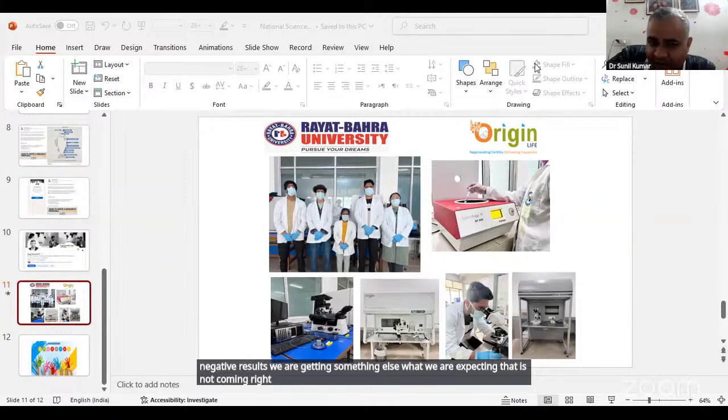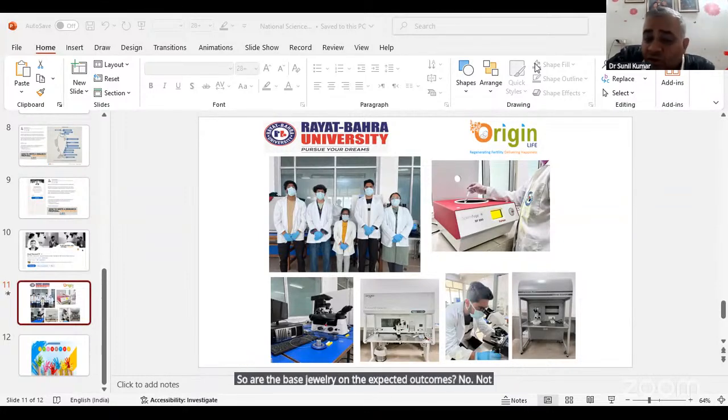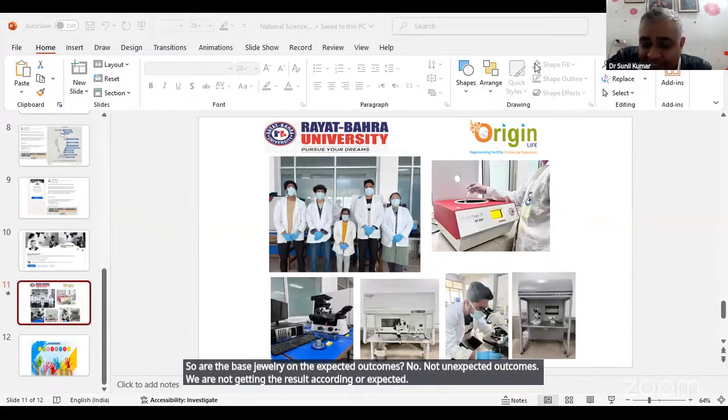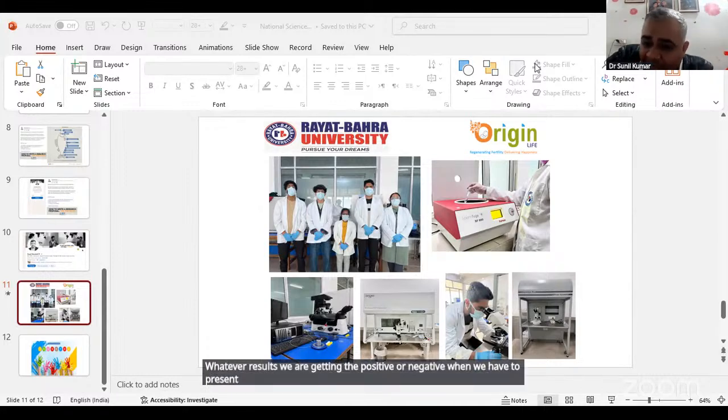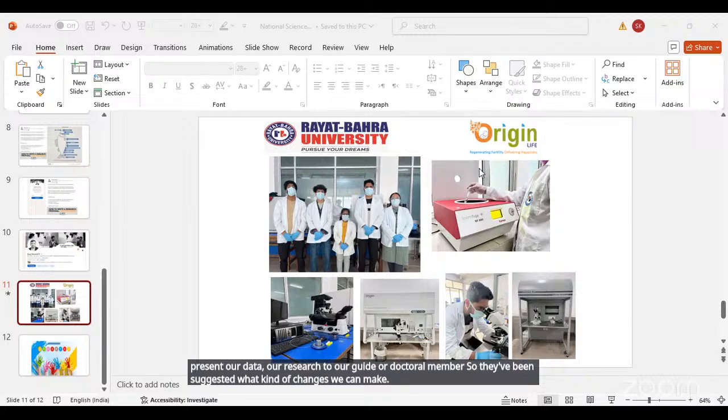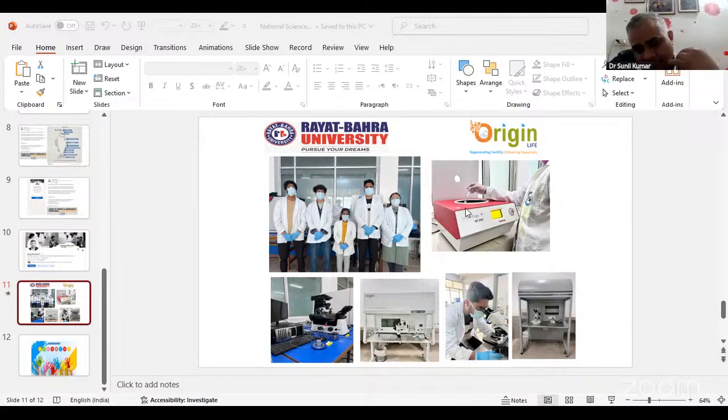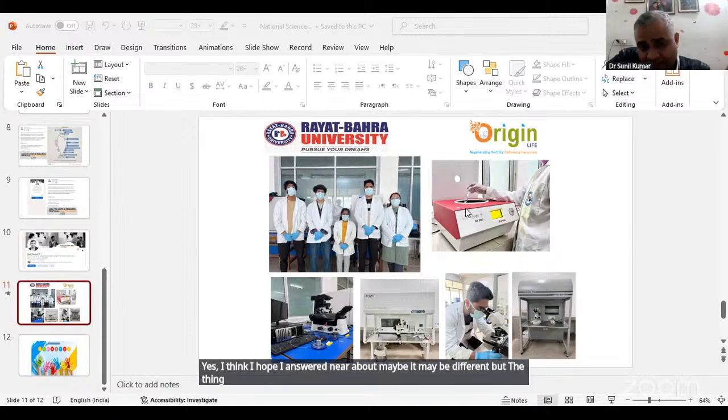So, are they based solely on the expected outcomes? No, not on expected outcomes. We are not always getting results according to what we expected. Whenever we are doing our research, according to the results we get, positive or negative, when we present our data to our guide or doctoral committee member, they will suggest what kind of changes we can make. I hope I answered it. It may differ, but only the aim decides your objectives, that is, what you actually want to achieve, and it does not depend on the result you want.